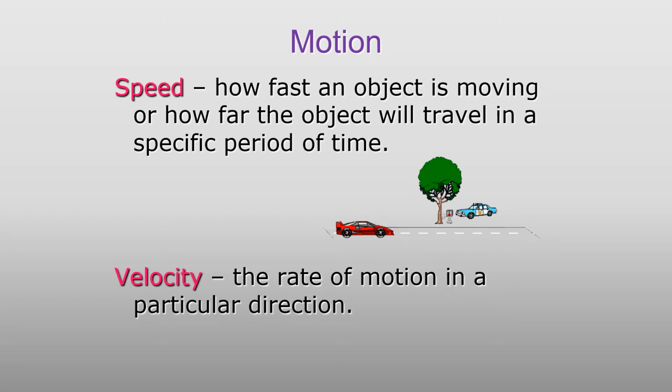Speed is how fast an object is moving or how far the object will travel in a specific period of time. Velocity is the rate of motion in a particular direction. If we make one lap around a 1 mile closed track in 1 minute, our average speed for the lap would be 1 mile per minute or 60 miles per hour. However, our velocity would be 0 because at the end of the lap we would be at the same spot we started from.